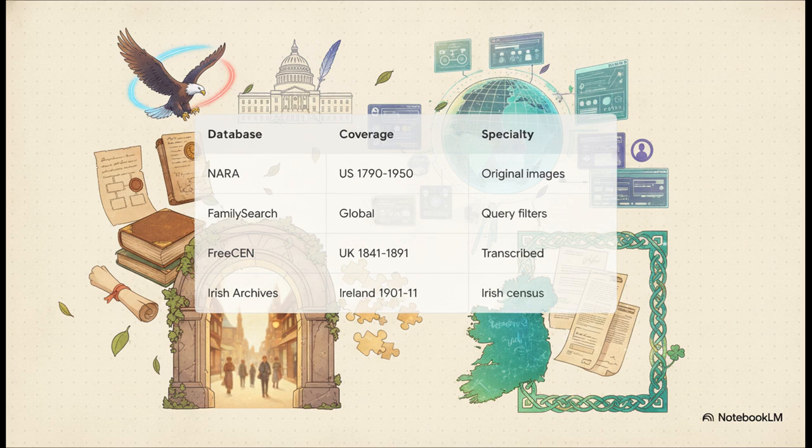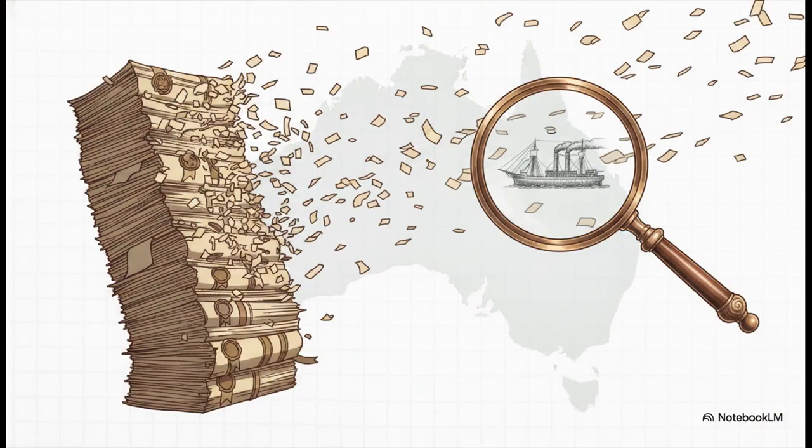If you have roots in the UK, FreeCen is this phenomenal volunteer-transcribed project covering 1841 to 1891. And for Irish ancestry, the National Archives of Ireland is a totally free gateway to their surviving 1901 and 1911 census. Here's a fascinating, if slightly heartbreaking, historical quirk. Unlike the US or the UK, Australia traditionally just destroys its census data after generating their statistical reports. They pull the numbers and literally shred the names. This means any surviving Australian records are incredibly precious, and researchers usually have to rely on workarounds like electoral rolls or passenger lists.